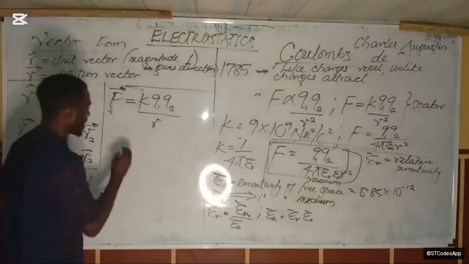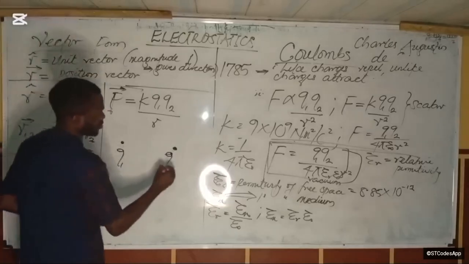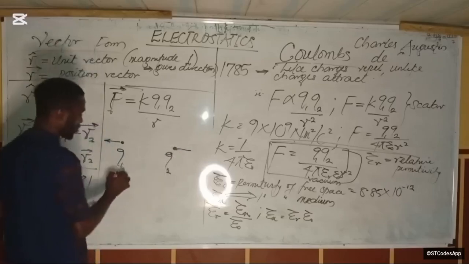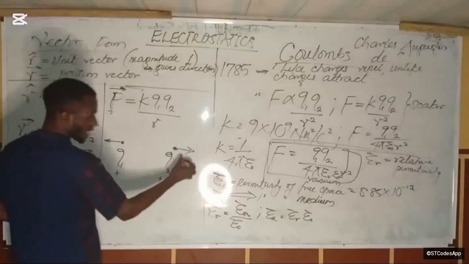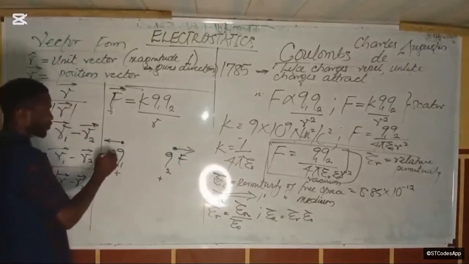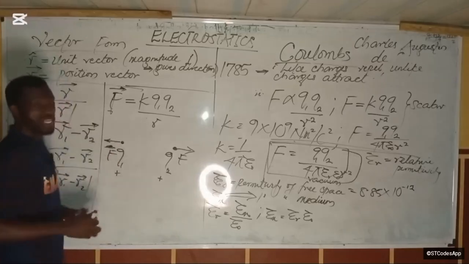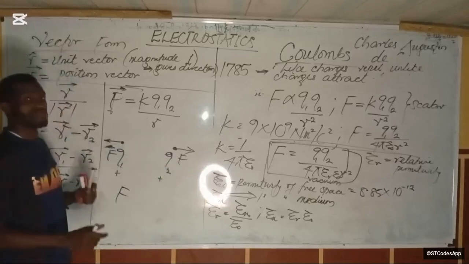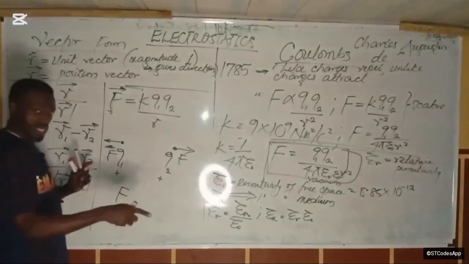If I have a point charge here and another point charge here, call this Q1 and call this Q2, the force of attraction or repulsion, let's say they were both positive charges, there will be a force of repulsion. The force has a direction, acting in this direction, and the other force acts in this direction. This force here is equal to this force in magnitude, but not in direction.